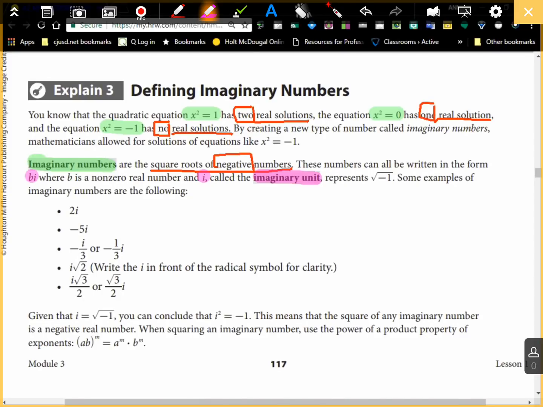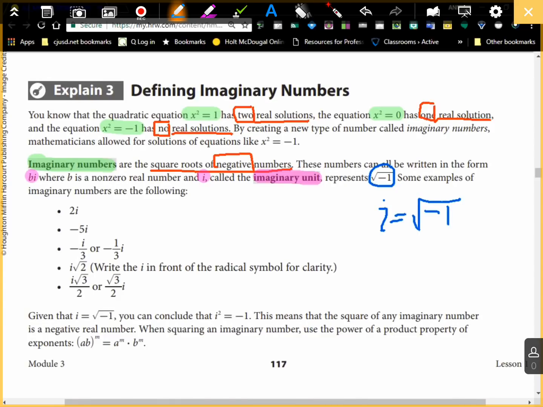That imaginary unit represents the square root of -1. So by definition, i is the square root of -1. Ways we can write this, we usually write our coefficient in front. Notice 2i, the 2 is written in front. -5i, the -5 is written in front. If I have -1/3 i, I could write the -1/3 in front, or I can put i in the numerator. The only time I write i in the front is if there's a radical. If there's a radical, I'll write i before the radical. That way it doesn't get confused as being underneath the radical.